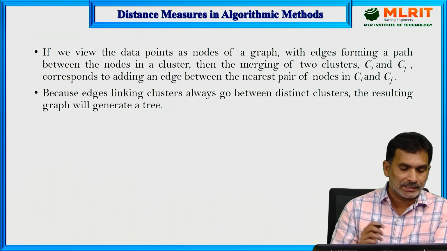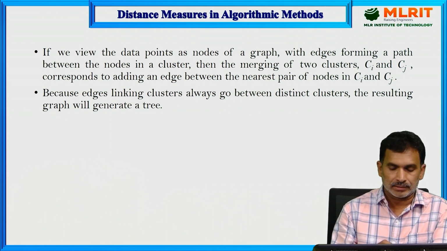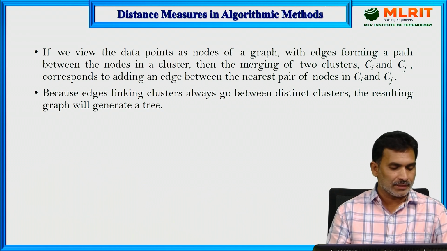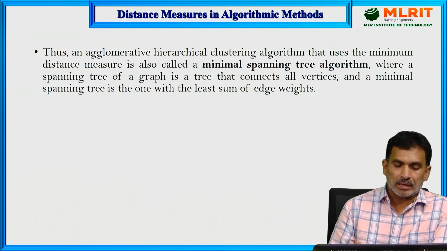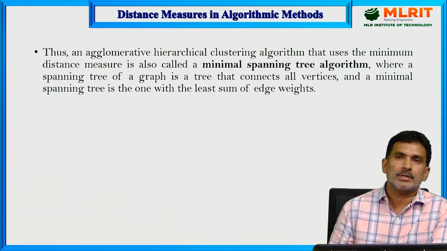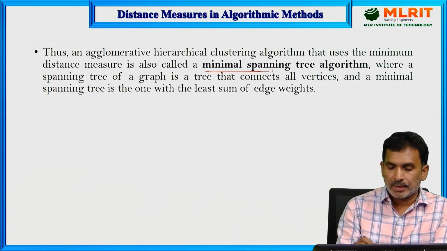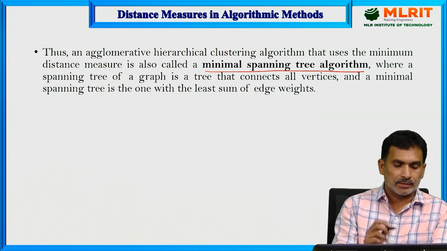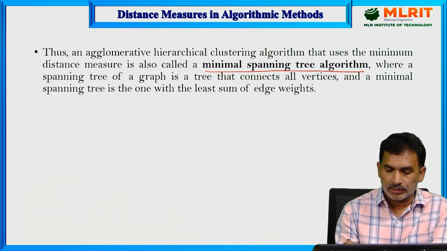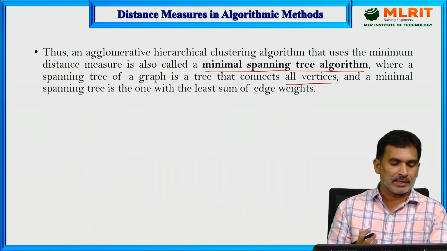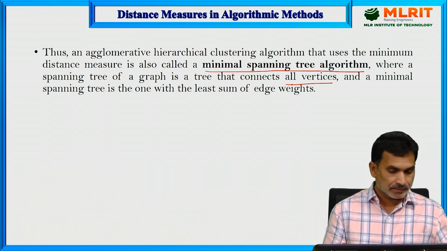Because edges linking clusters always go between distinct clusters, the resulting graph will generate a tree. So an agglomerative hierarchical clustering algorithm that uses minimum distance is called a minimal spanning tree algorithm. A spanning tree of a graph is a tree that connects all vertices, and a minimal spanning tree is the one with the least sum of edge weights.